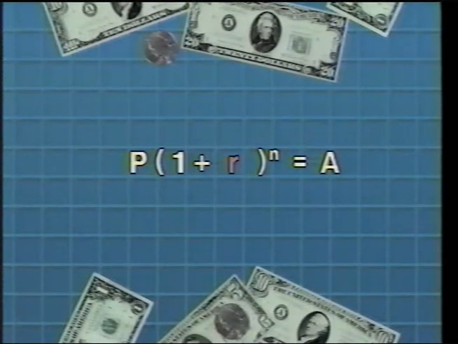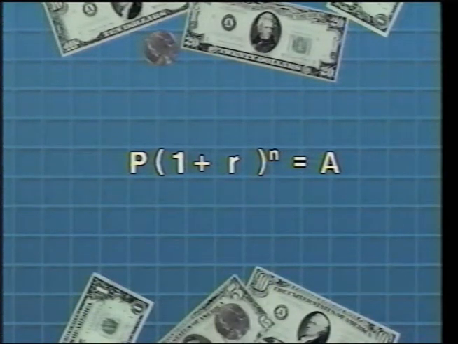R equals the interest rate per period, and N, which is an exponent, equals the number of times the interest is compounded. A is the amount of money in the account after N periods. Now, keep in mind that R represents the interest rate per period, and N is the number of periods.